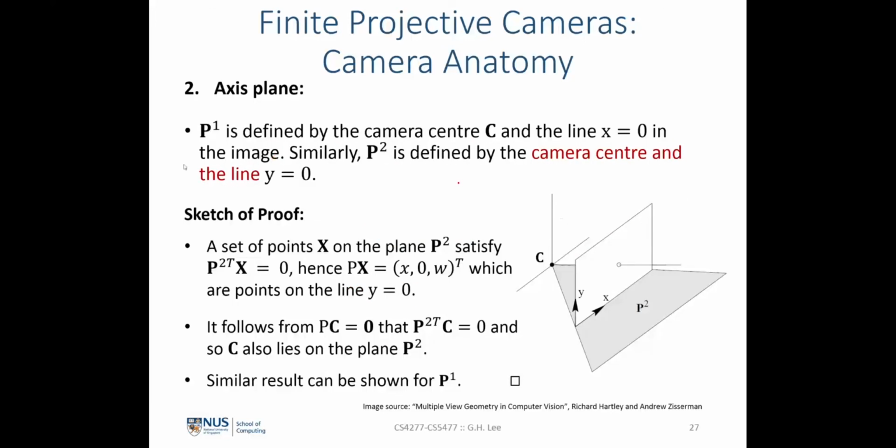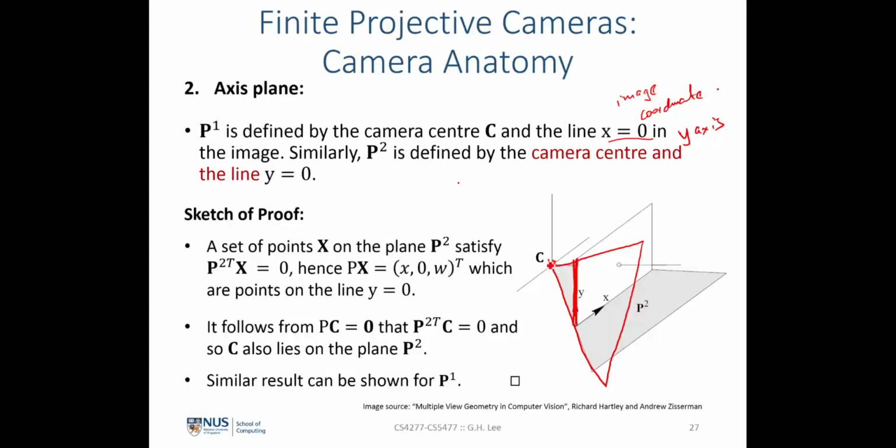The other two planes, defined by the remaining rows P1 and P2, are the axis planes. We'll see that, for example, P1 is defined to be the plane that contains the camera center, denoted by C over here, as well as the line in the image coordinate frame where x equals 0. This is essentially the y axis, which is given by this line. So P1 has to be this particular plane that contains the line where x equals 0, as well as the camera center denoted by this point over here.